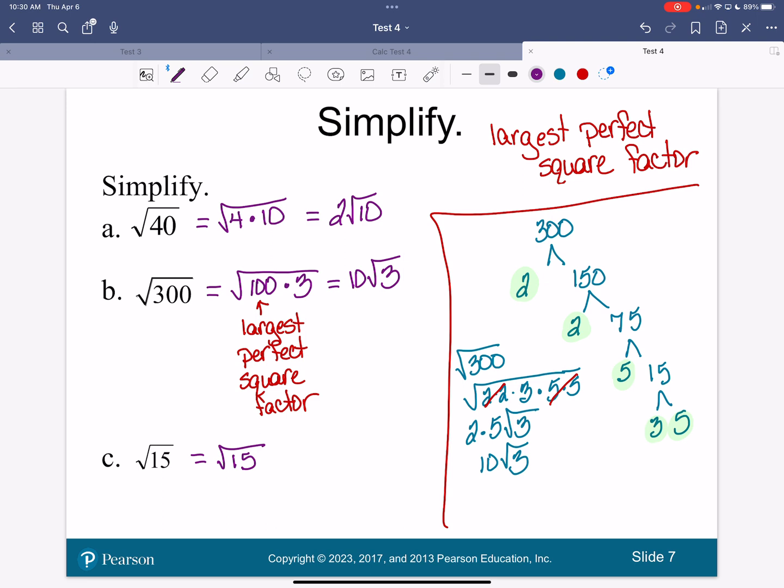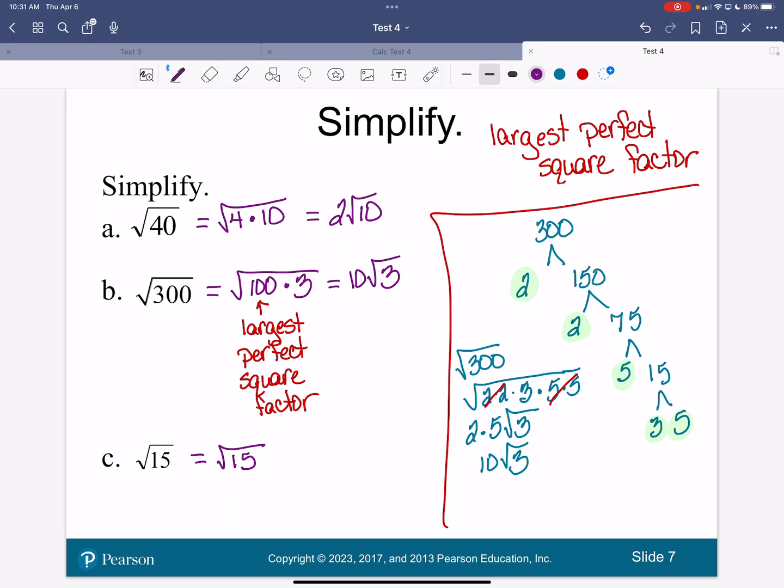Now, be careful, because simplify does not mean to use your calculator. The only time you're going to use a calculator is when the directions say find a decimal approximation. You could use your calculator to figure out your perfect square factors. That would be fine. But you don't want to take the square root of 15 on your calculator, because then you're going to get a decimal approximation, and that's not what simplified means. Whenever you need a decimal approximation, it's going to say find a decimal approximation, and then it'll say round to the nearest tenth or the nearest hundredth.